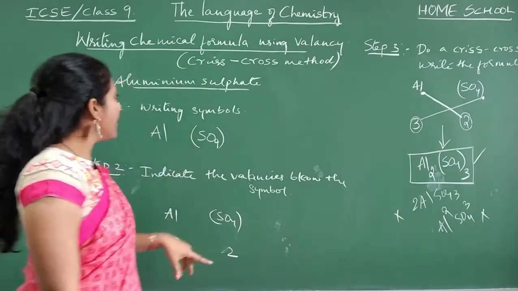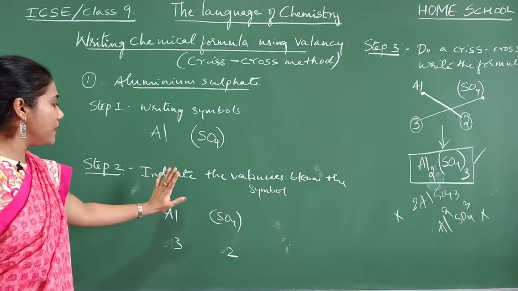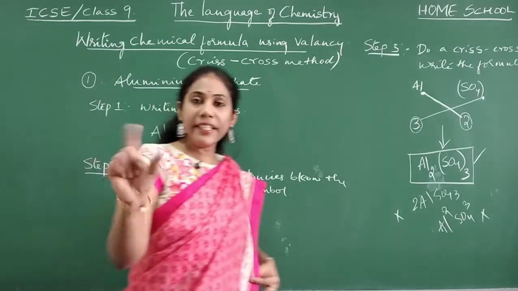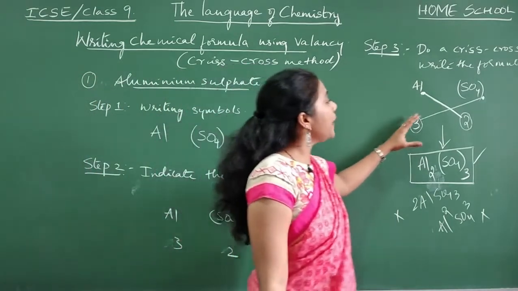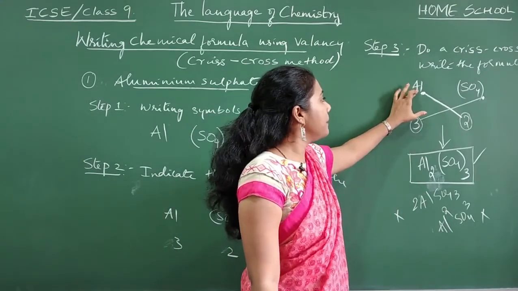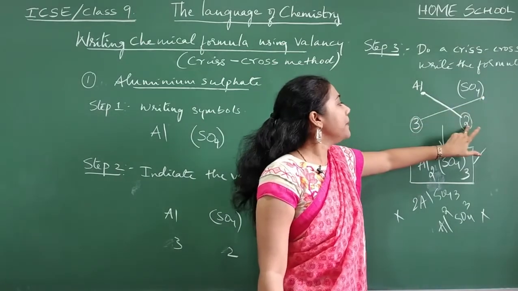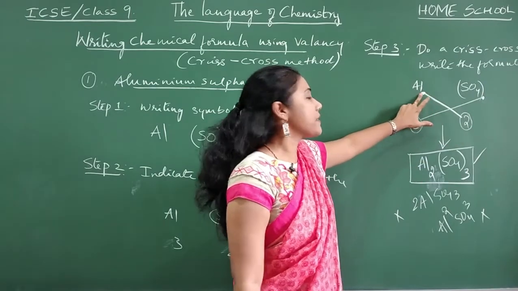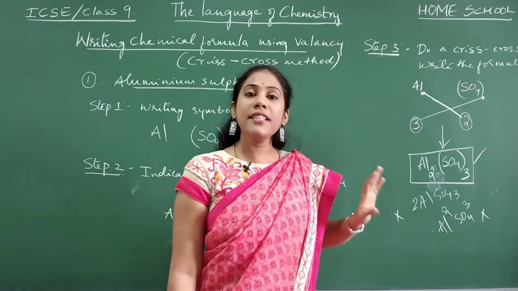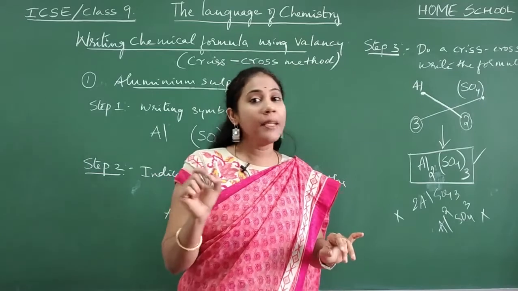So let us revise once again. What is step number 1? The moment you see the name, try to put their symbols, and after that below the symbols indicate their valencies. No need of sign, and after that you just do a crisscross. That means the number below the first one should be written as a subscript for the second, and the number below the second should be written as a subscript for the first. Then comes your formula. Right? So this is the process of writing a chemical formula, and now we will learn many more examples.